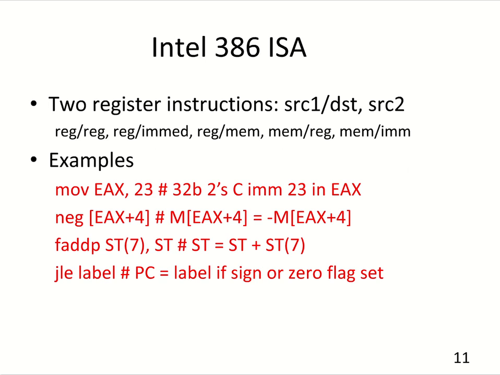The FADD instruction is going to access the element at the top of the stack, that's the ST, and also the element that's 7 slots away from the top of the stack. That's what the ST7 refers to, and will store the result back onto the top of the floating point operand stack. Finally, here's an example of a conditional branch. In x86, they're called jumps. So the JLE is a jump if less than or equal to a label. And here the PC will be assigned to the value of the label if the sign or the 0 flag are set.